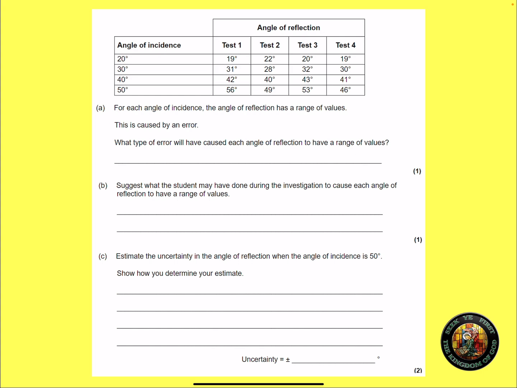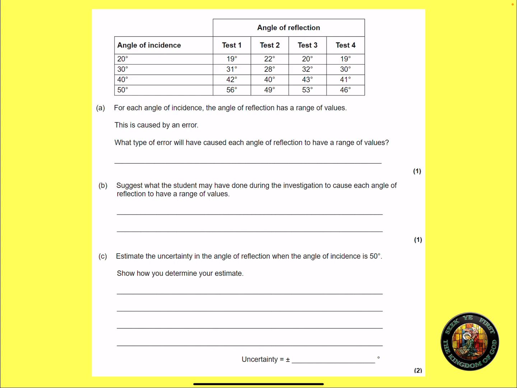And you can see that. Angle of incidence, and then test 1, test 2, test 3, test 4. For each angle of incidence, the angle of reflection has a range of values. This is caused by an error. A, what type of error will have caused this? It's worth 1 mark. B, suggest what the student may have done during the investigation to cause each angle of reflection to have a range of values, 1 mark. And C, estimate the uncertainty in the angle of reflection when the angle of incidence is 50, worth 2 marks. So you can pause the video here and have a go at these 3 questions.